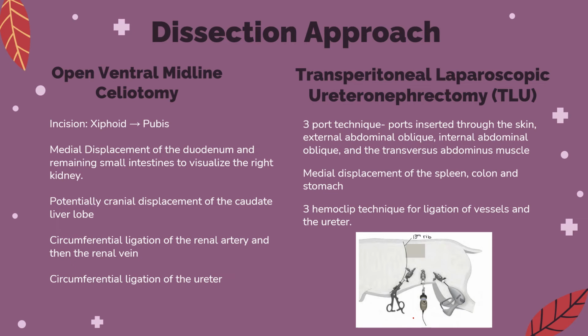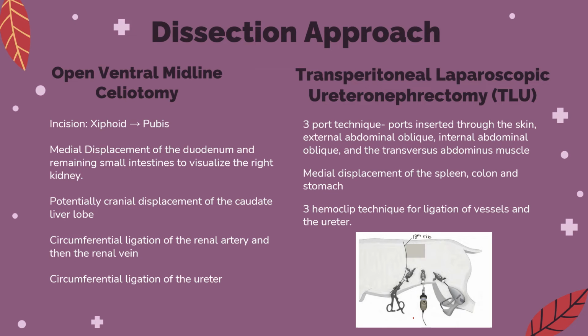After there's proper ligation, the renal artery will be cut, and again, as I mentioned before, all of this will be repeated with the renal vein. It is important that you ligate the renal artery and renal vein separately, as if they are ligated together, this can result in an arteriovenous fistula. So, that should be avoided.